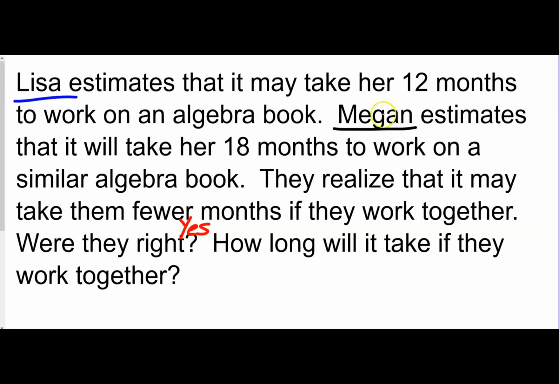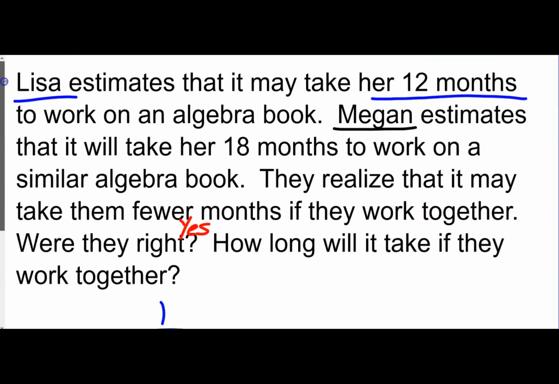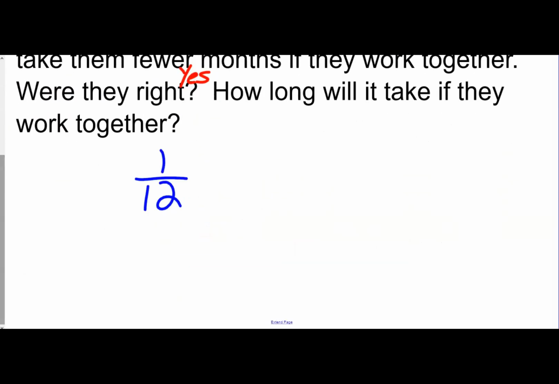So Lisa, we know that it takes her 12 months. So as a fraction, that means Lisa is 1 out of 12. So that means every month, she's doing 1/12 of the book. Okay? If we talk about Megan, she says it takes her 18 months to work on a similar book. So every month she's doing 1/18 of a book. So, of course, they're going to be working together.